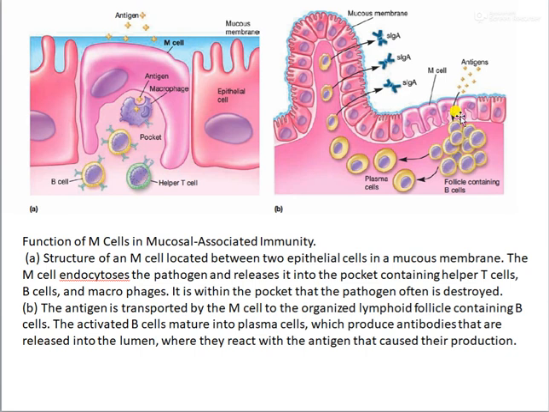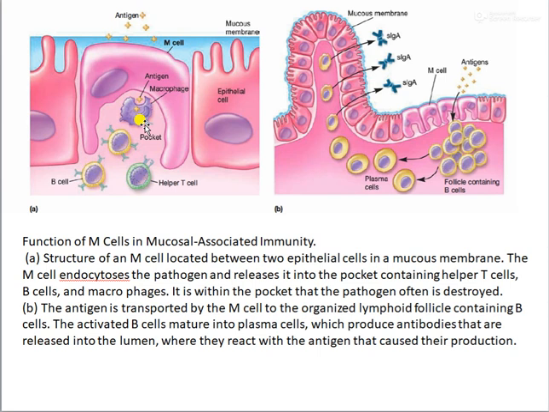So if you consider a mucous membrane, in between we have the M cells. These M cells will take in the pathogen, or endocytose it, and it will enter a pocket where you have the T helper cell, B cell, as well as the antigen presenting cells. Within this pocket, the macrophage is an antigen presenting cell. It will phagocytose the pathogen and try to destroy it.